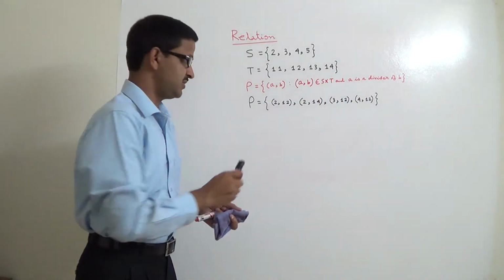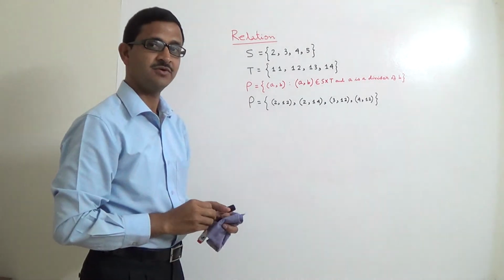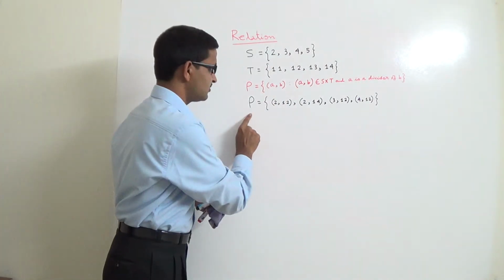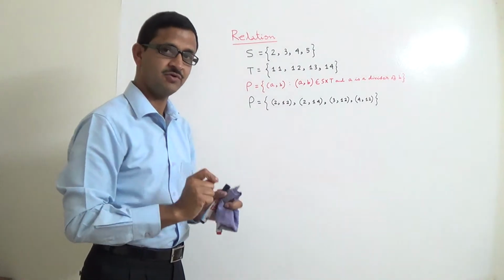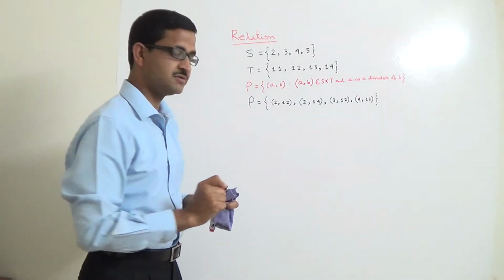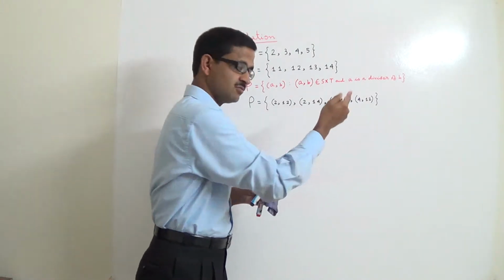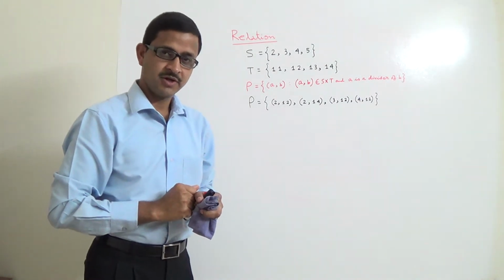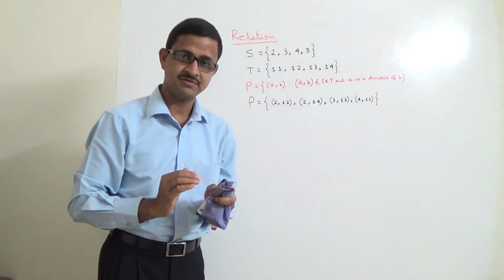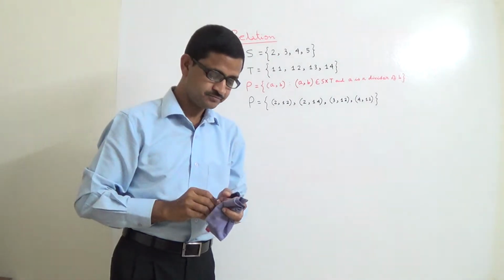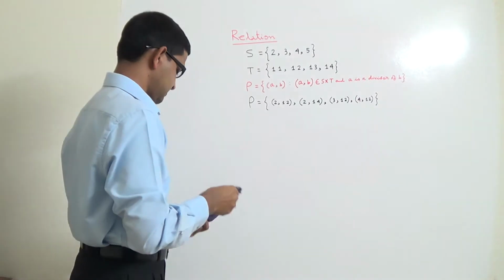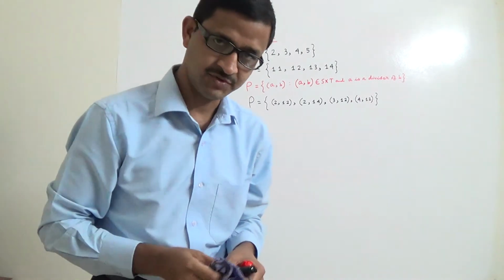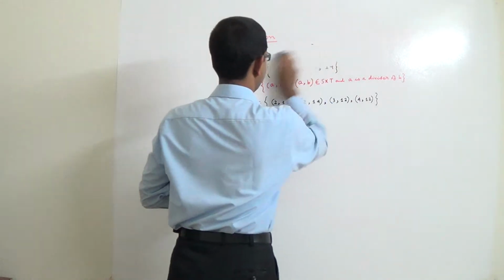Obviously, rho is a subset of S cross T, because S cross T will contain how many elements? 4 into 4, 16 elements, whereas rho contains 4 elements. And all these 4 elements are elements of S cross T. Okay, so we understood the relation by means of an example. Now we are going to discuss a special type of relation that is called binary relation.